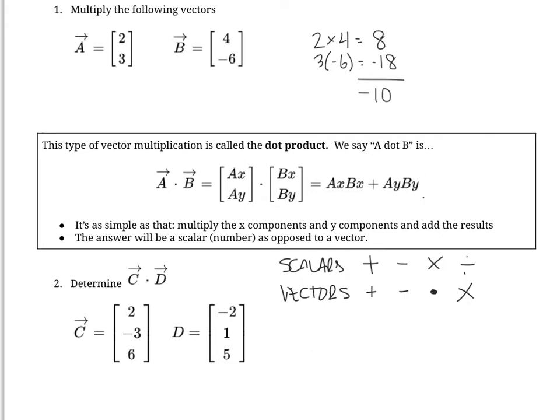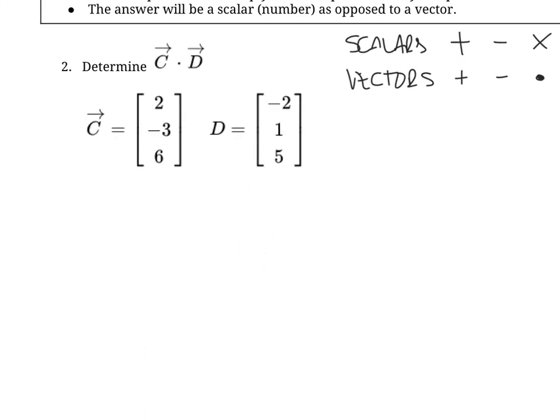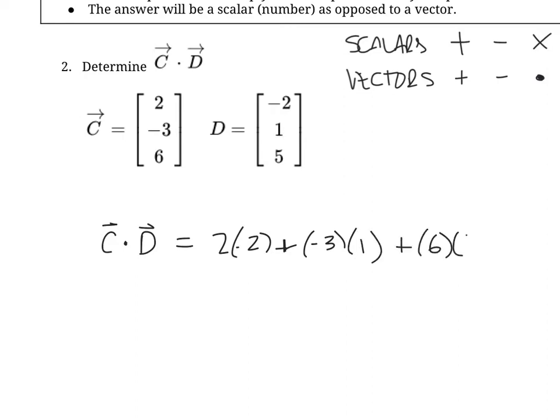How do you think this applies to 3 dimensions? Well, in 3 dimensions, it's just going to be the exact same thing, except we're going to multiply the x components, the y components, and the z components together, and then add them all up. So c dot d is just equal to 2 times negative 2, plus negative 3 times 1, plus 6 times 5. Which, if we add that all together on a calculator, comes up to 23.